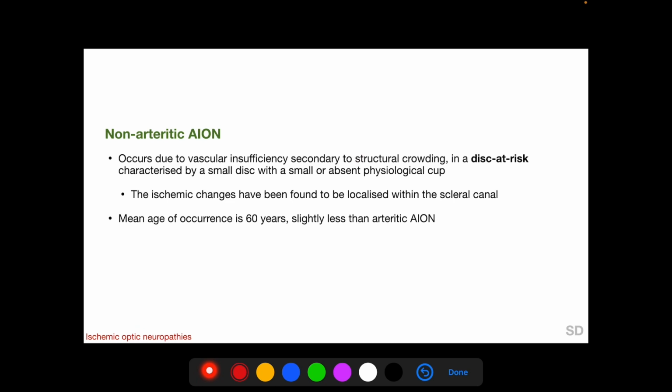Non-arteritic AION occurs due to vascular insufficiency secondary to structural crowding in a disc at risk. A disc at risk is a disc which is characterized by a small size with a virtually absent physiological cup. The ischemic changes have been found to be localized within the scleral canal in post-mortem examination. The mean age of occurrence is 60 years, slightly less than arteritic AION.